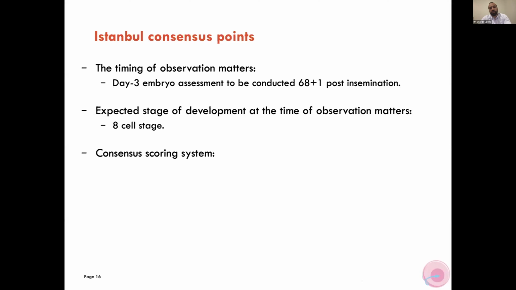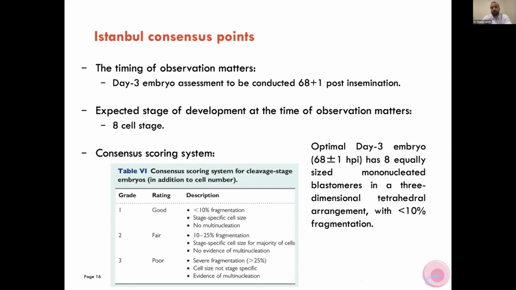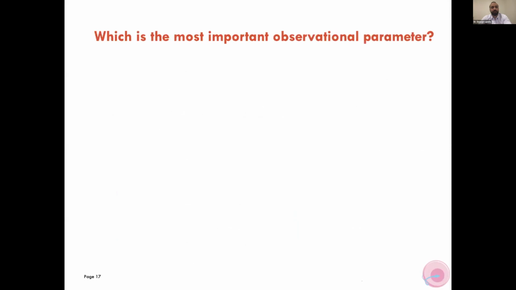The embryo should be at the 8-cell stage at this time. So the consensus scoring scheme assigns a good, fair, and poor rating, again, taking into consideration fragmentation, stage-specific cell size, and the presence or not of multinucleation, with the optimal day 3 embryo defined as an embryo that is characterized at 68 hours post-insemination as having 8 equally sized mononucleated blastomeres in a 3-dimensional tetrahedral arrangement with less than 10% fragmentation.